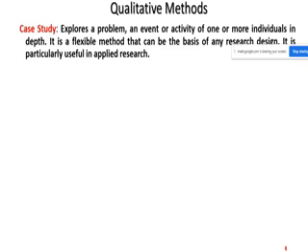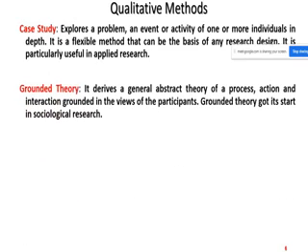Since it starts in the reverse order, it is very necessary that the researcher should have thorough knowledge about the theory, because he should identify at the end of his study which part of the theory his case is being associated with. Next, let us look at grounded theory.